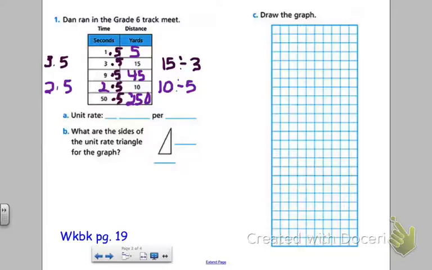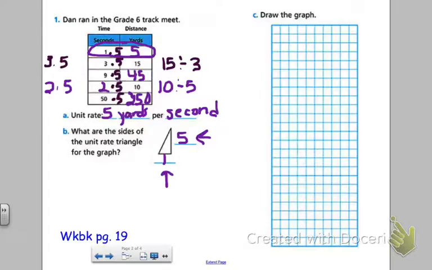So in this case, I can see that my unit rate is right here in the very first row. It is 5 yards per second. 5 yards per second. And that means when I go to graph it, I'm going to have unit rate triangles that show that unit rate. 1 is always my base, and my height is the unit rate of 5. So 5 yards for 1 second.